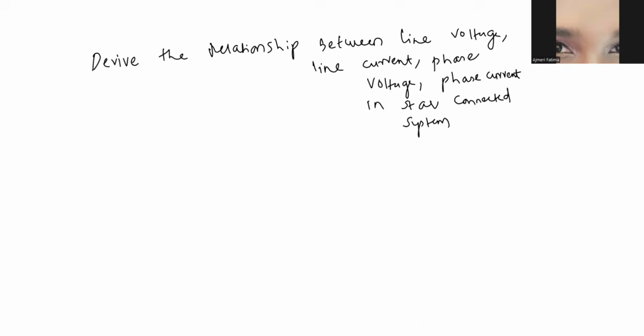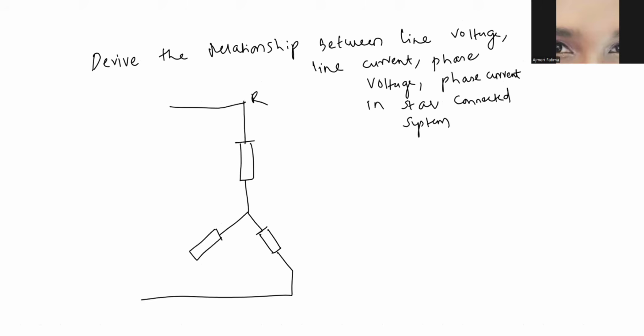So this is an impedance, which has inductance and resistance in it. You have to draw all the three phases. So this is your R phase, this would be your Y phase, and this would be your B phase. Now I'm going to write what are line currents and phase currents.